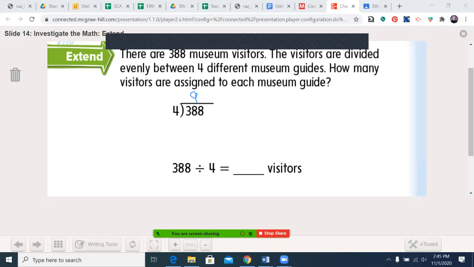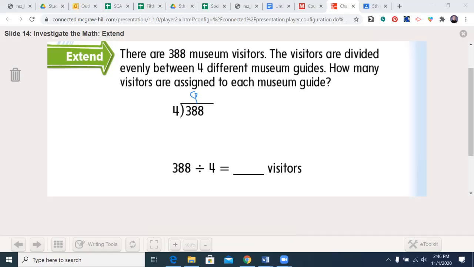4 goes into 38 9 times. Notice I placed it over the tens because I was doing 38 tens. I didn't put it over the 3, even though it's the first digit in the dividend, because I didn't end up dividing 3 by 4. I divided 38 by 4. Once I have that, it's regular standard algorithm.